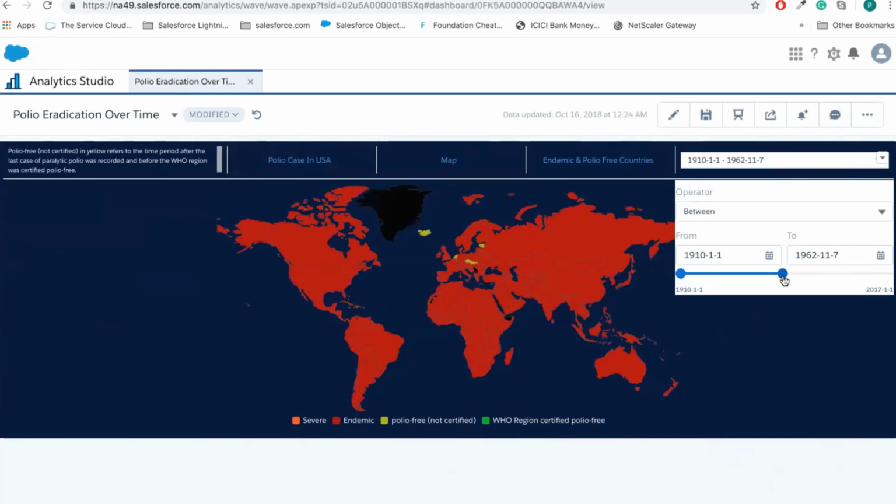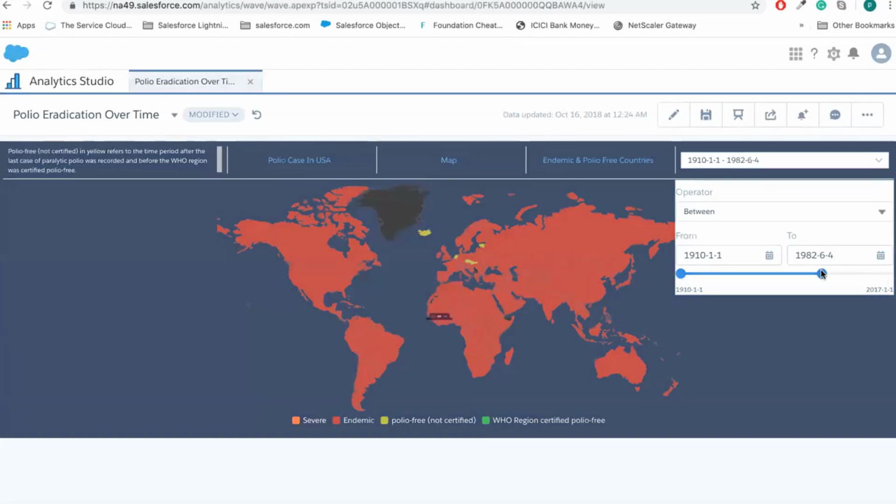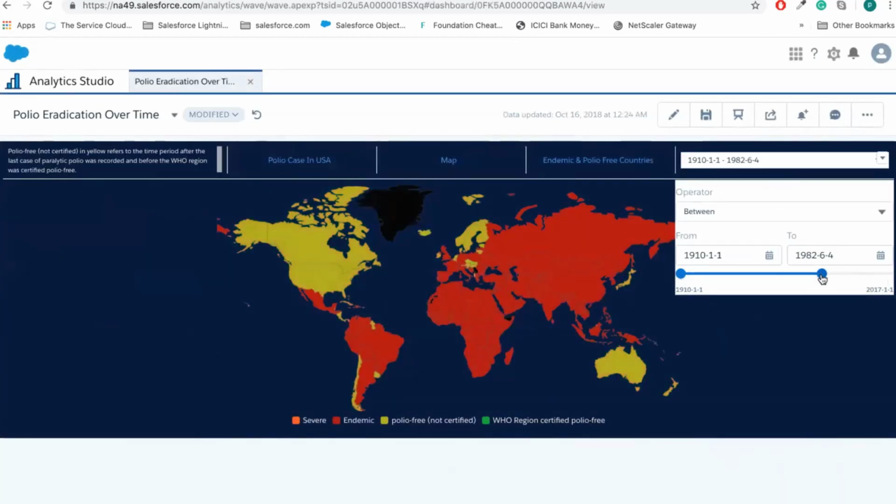So you see, in 1962, almost all the countries had polio. It was a widespread disease. But as we progress in time, and this is with the introduction of the vaccine, after 1962, you can see that the state is changing a bit in the States.